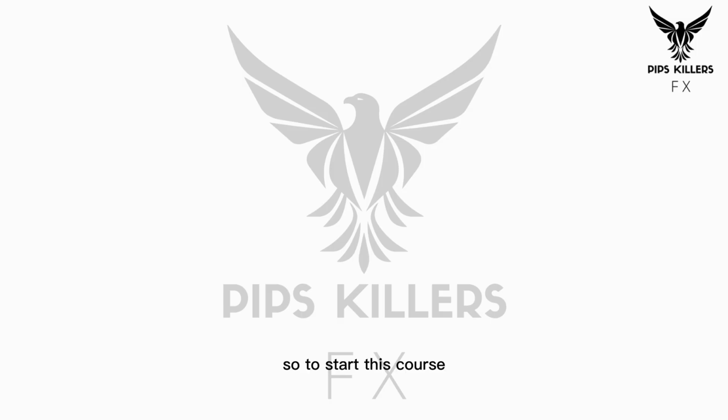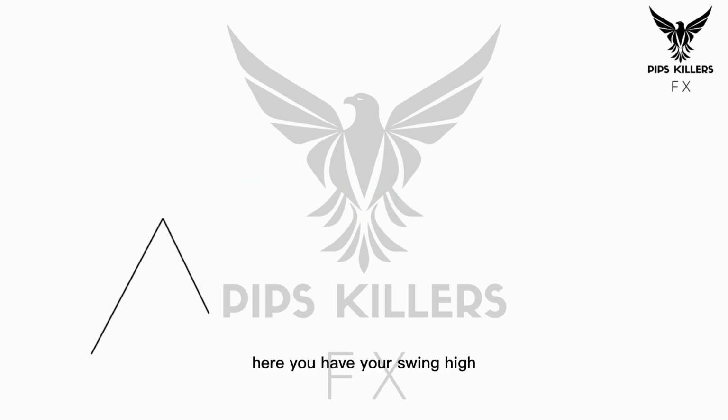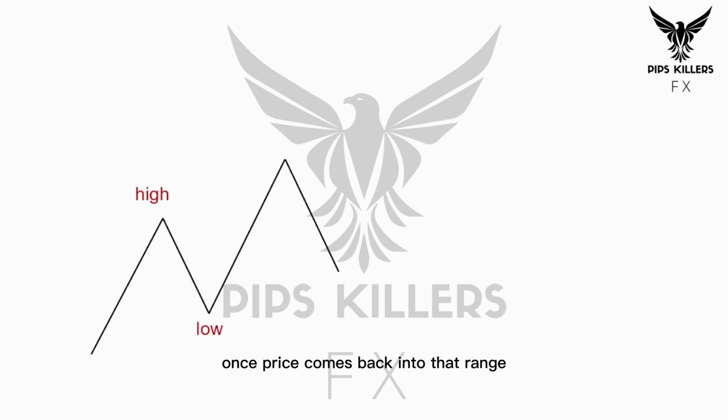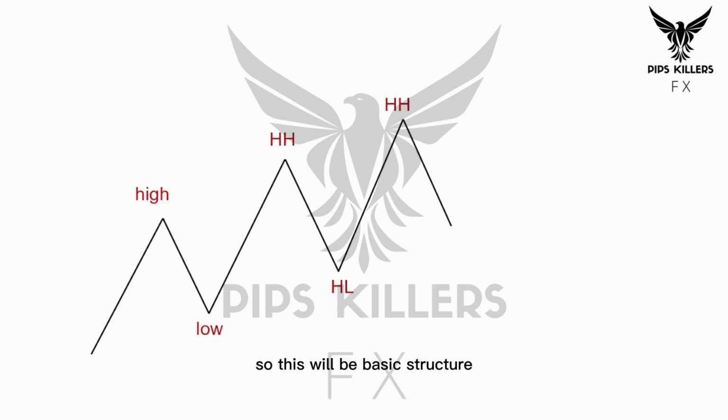So to start this course, let's go over market structure really fast. Here you have your swing high. Once your swing high is broken, it forms your swing low. Once price comes back into the range, that forms your new higher high. And once your higher high is broken, that forms your new higher low, and so on, so on. So this would be basic structure.